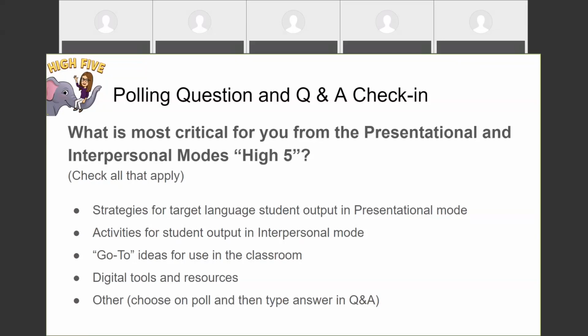Many of you said, for example, that you like the activities for student output in the interpersonal mode. It's always important to think about activities for student output in a language because that is the kind of thing that takes students a little bit longer, and to make sure you have a variety of activities and different strategies you use to encourage them. About an equal number of you said you really thought the strategies for target language student output in the presentational mode would be helpful, or the go-to ideas that were shared for use in the classroom. A lot of you are commenting in the Q&A box that you can see how these tools can definitely be used online as well as face-to-face. So it's important to remember they're very versatile that way.